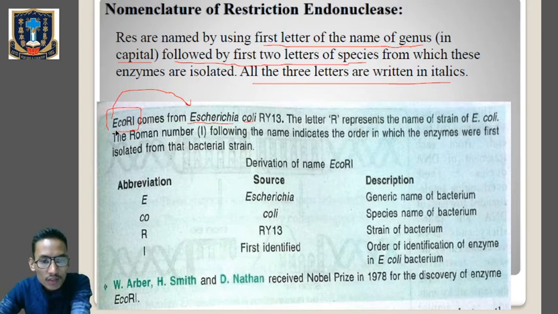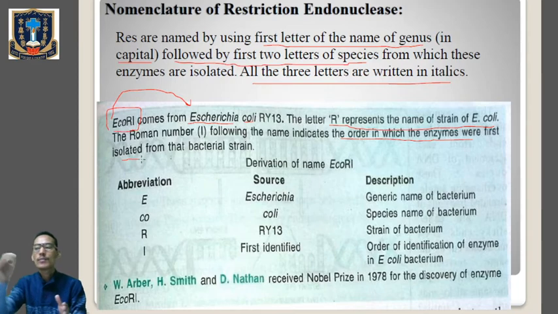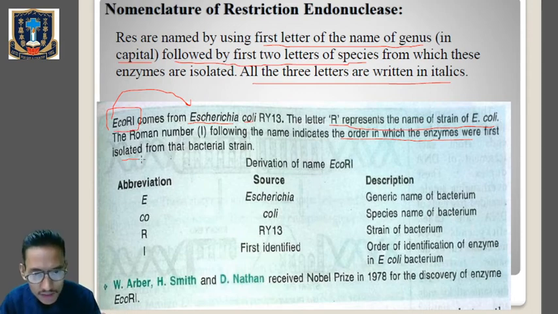So eco. E is coming from the genus, written in capital. CO is coming from the species. Okay. Then R. R means the subtype or the strain of E. coli. Strain means subtype. And the Roman number 1 indicates the order in which the enzymes were first isolated. So EcoR1: E is coming from the genus, CO is coming from the species, R is coming from the strain or the subtype of E. coli, and 1 is coming from the order in which the enzyme has been isolated from the bacterial strain.